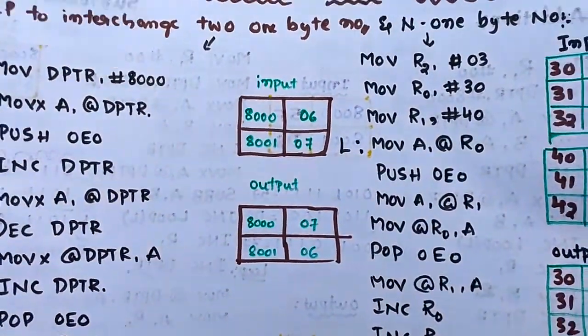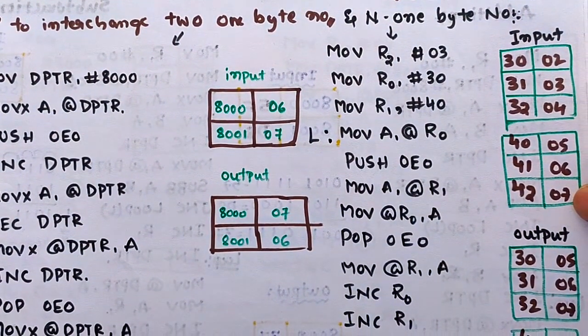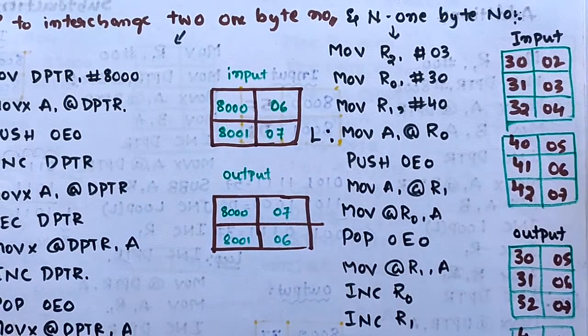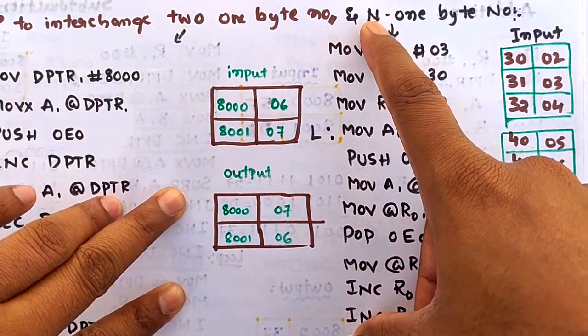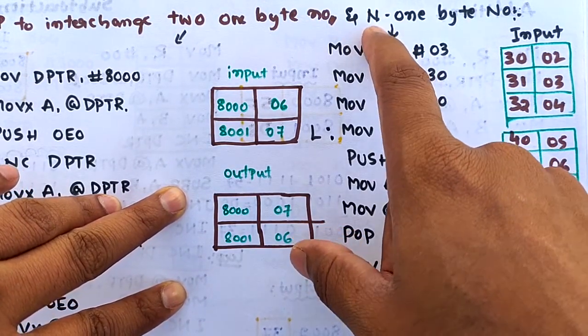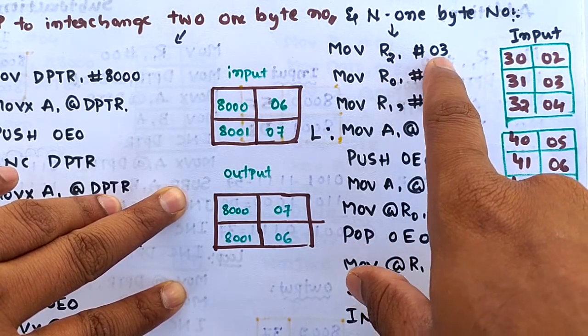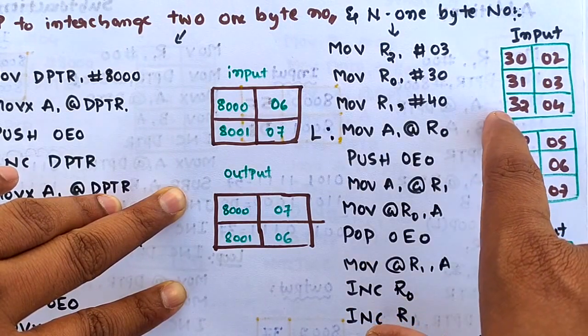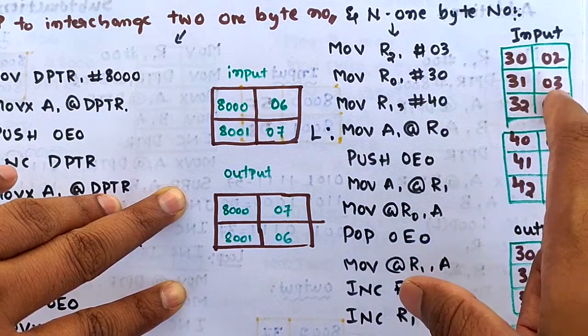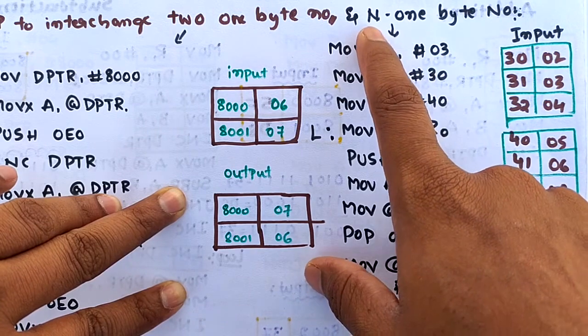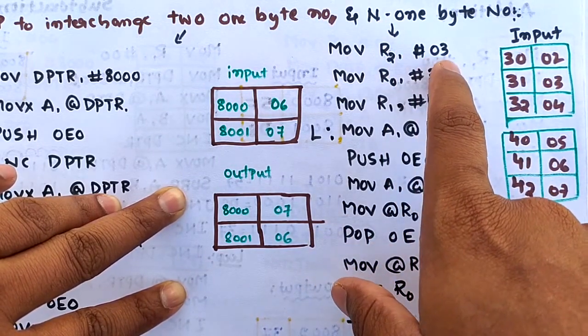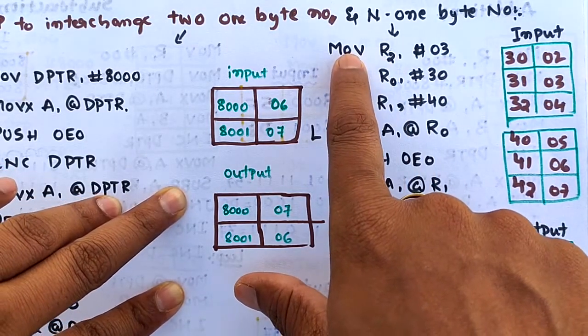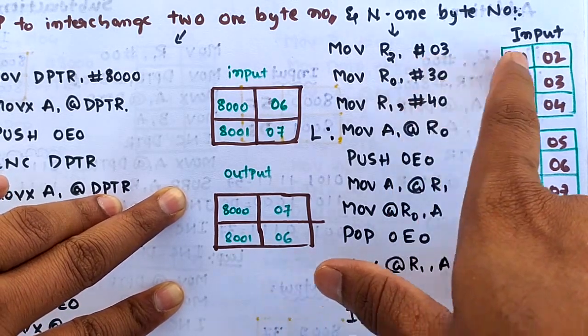Similarly, for n 1-byte numbers: this was the case for only 1 byte, but if the bytes are more, how can we interchange the content? That can be performed by using a counter. Here I have selected n as 3, but it is user definable. In this program I define it as 3 because I am giving 3 input bytes: in location 30 the first byte 03, in 31 the byte 03, and in 32 the byte 04, stored as input. Therefore I will use the counter 3. If you want 6 inputs, you need to mention the counter value as 06. So I will configure the counter with the value 03, because there are 3 inputs.